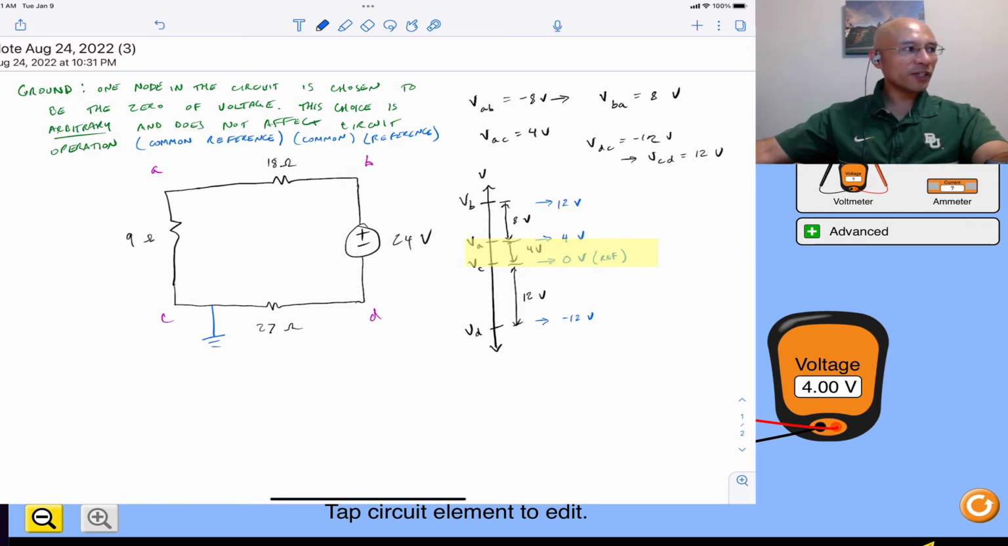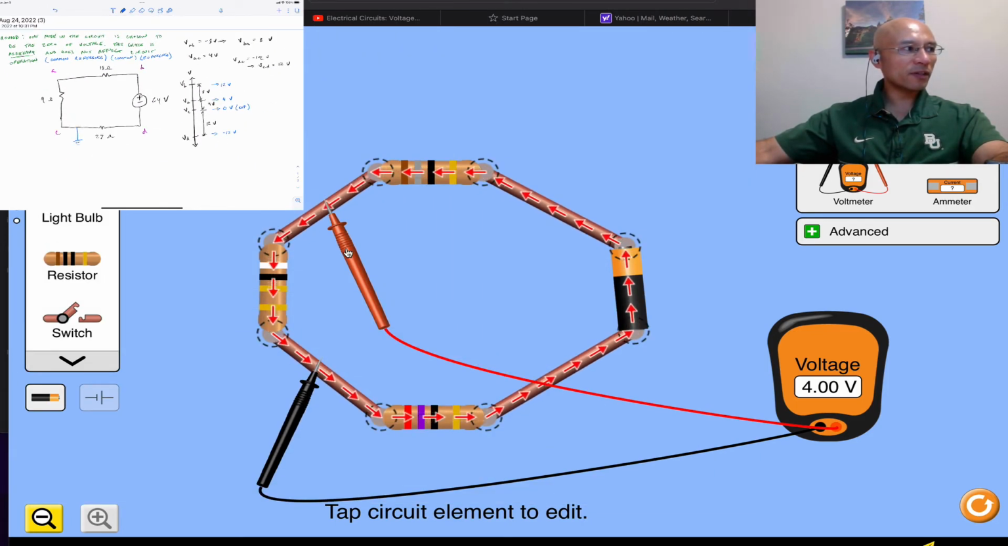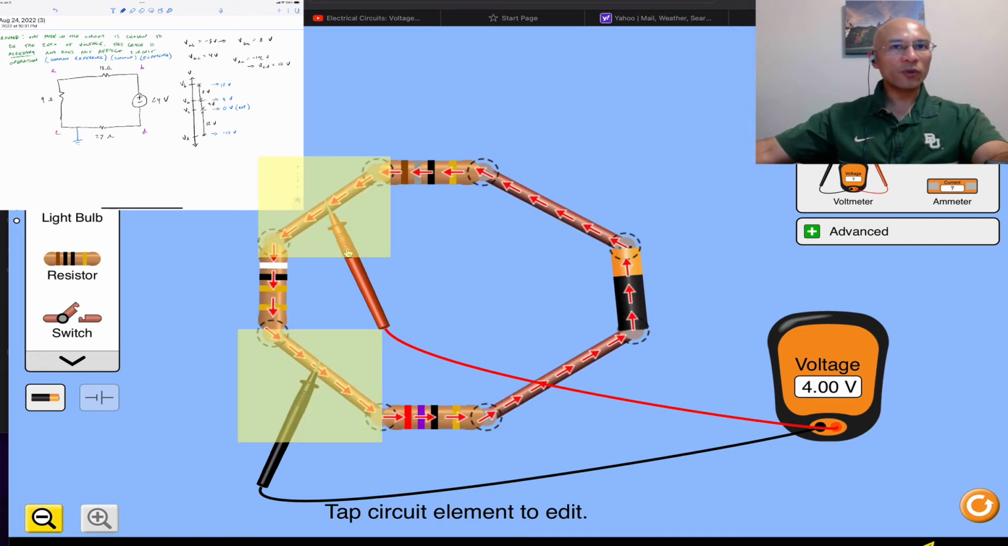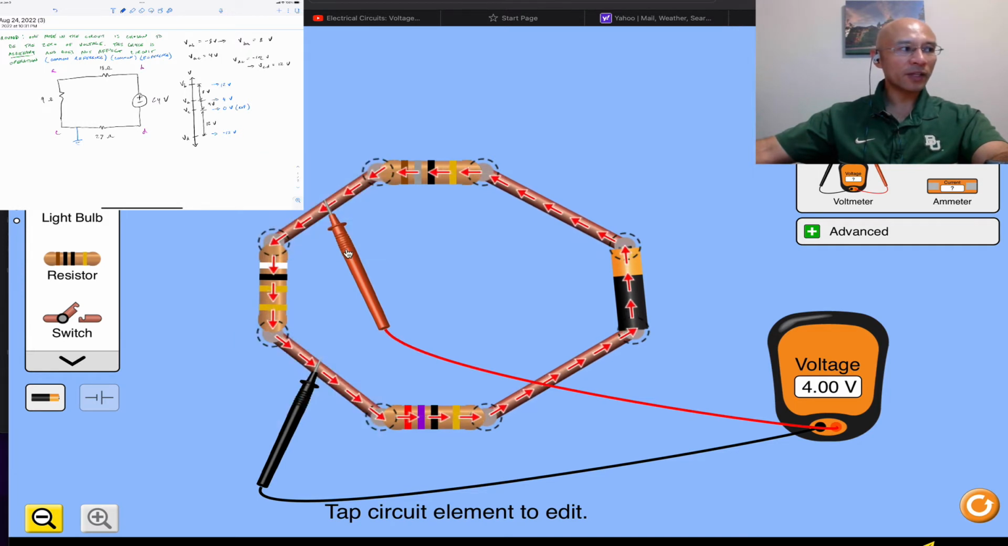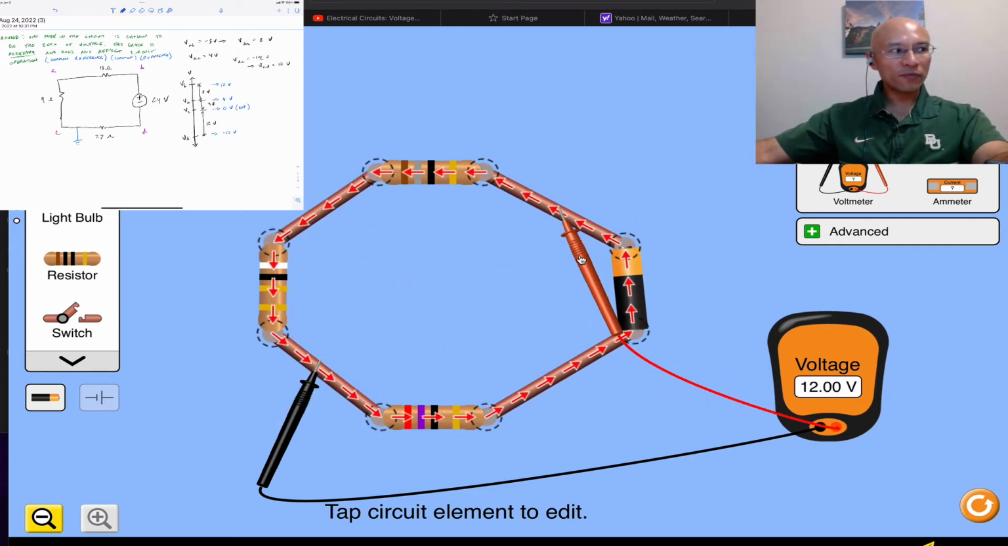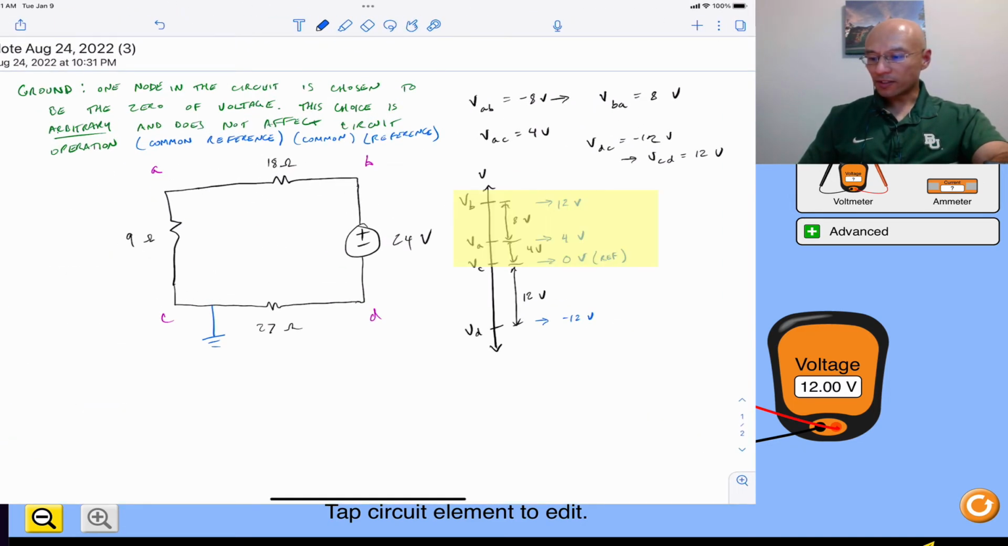Keep in mind though, VA really isn't just the voltage at node A. It's the voltage between node A and the reference, which in this case is C. And then B, so VB, it's 12 volts, which is to say it's 12 volts higher than the reference. The reference is C, so VBC is 12 volts. And then if you look at the diagram, you can see that VBC is in fact 12 volts, and VB is 12.